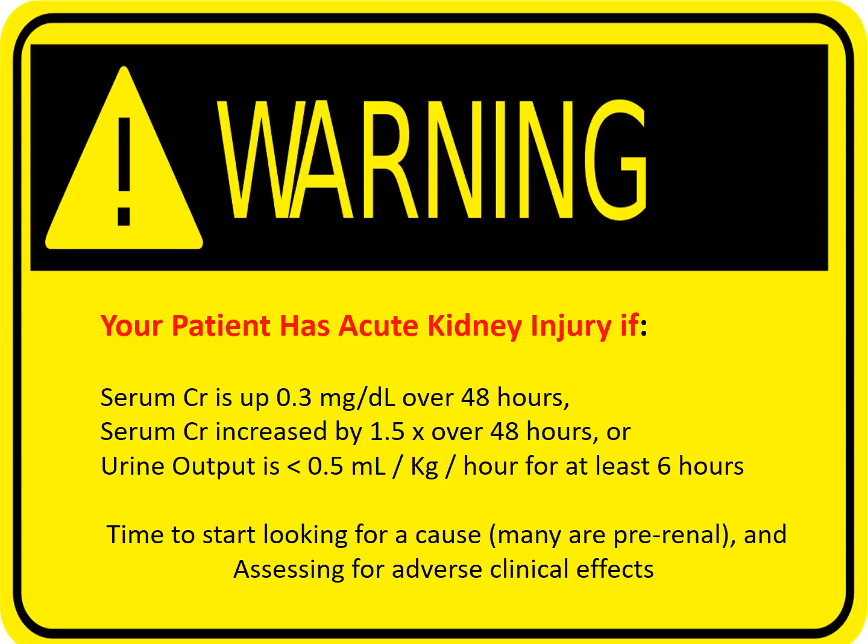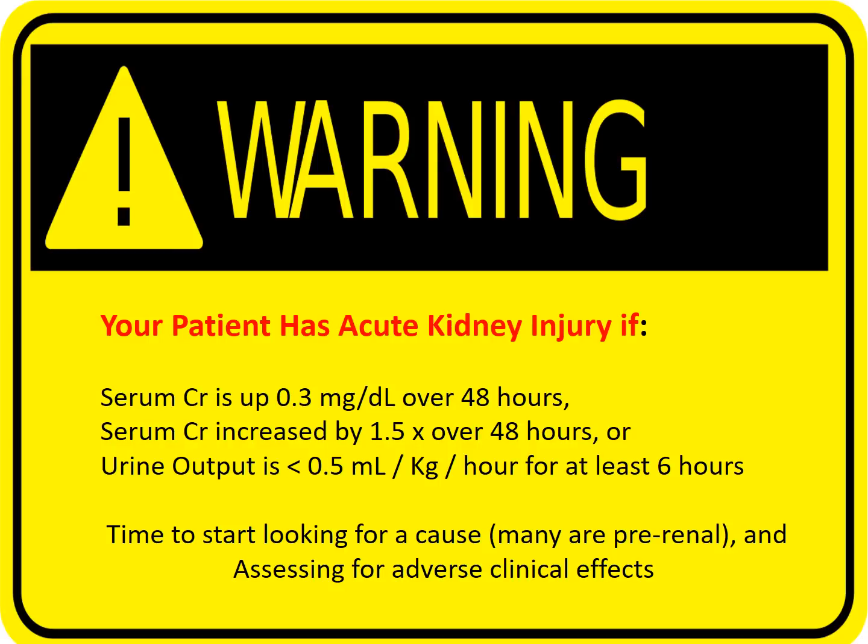So be aware of this. If your patient's serum creatinine went up by 0.3 milligrams per deciliter over 2 days, if the serum creatinine level increased by 1.5 times over 2 days, or if your patient is making less than half a milliliter per kilo per hour of urine for at least 6 hours, your patient is showing you early low-level signs of acute kidney injury. So you would kind of be in that R stage. In the RIFLE classification, that would be the least severe, but be aware of it.